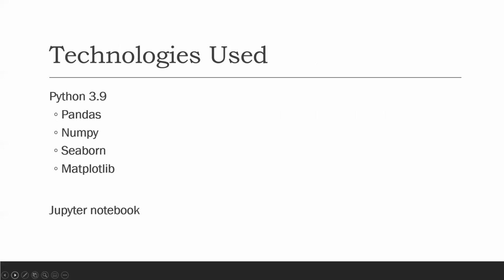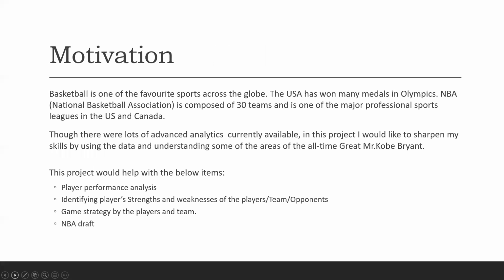The technologies I used are Python 3.9, Pandas, NumPy, Seaborn, Matplotlib, and Jupyter Notebook.